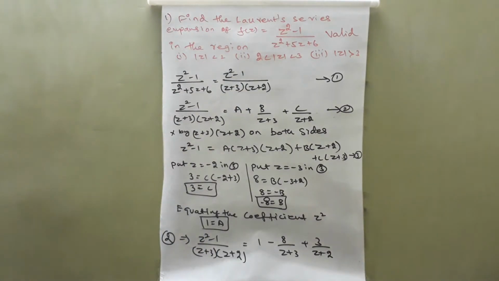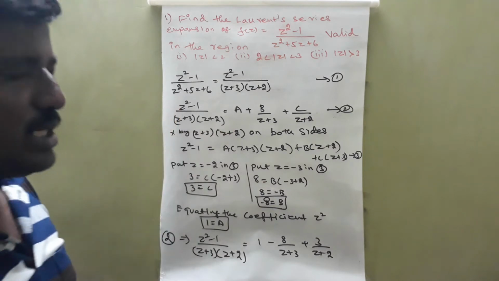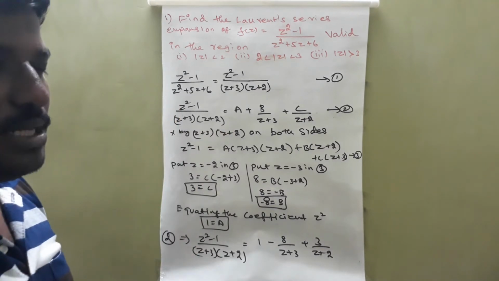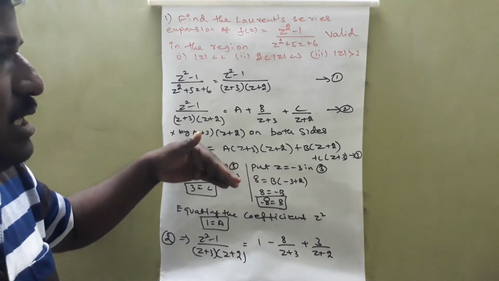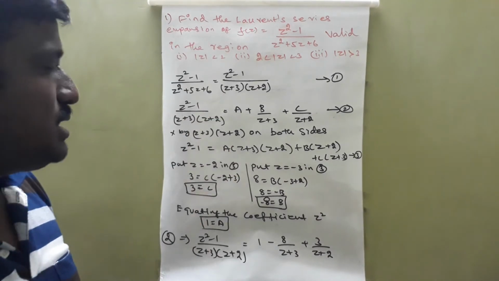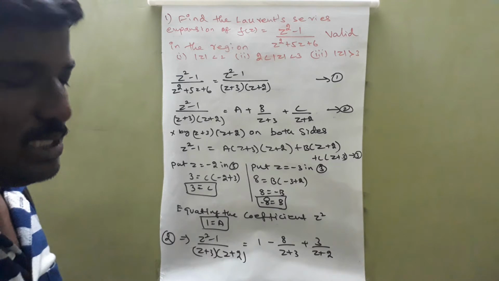What I told, the first stage is to find the partial fraction. Next stage, I have to apply the binomial series expansion. What we saw just before, we saw 4 types of series. So we have to apply the series.